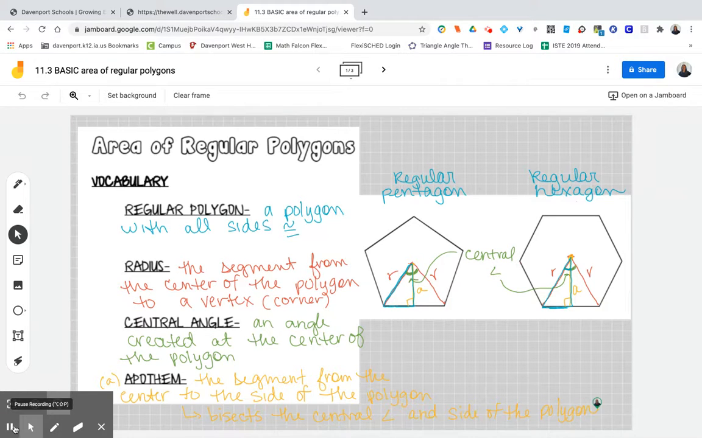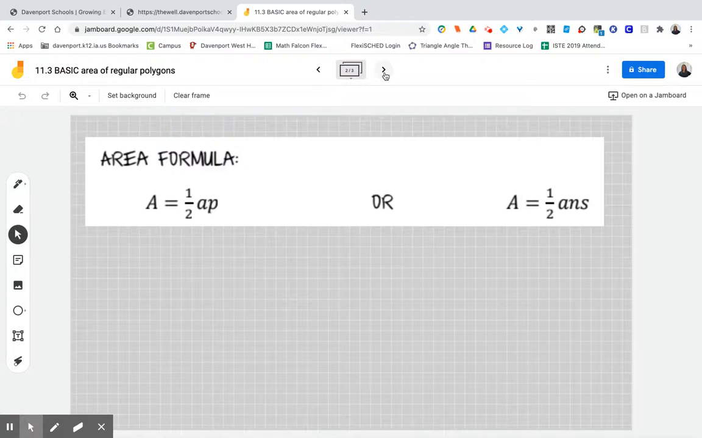So it's going to bisect the central angle and the side of the polygon. All right, so what we're going to do is talk about how you can find the area for a regular polygon. There are two formulas here that we can use. We will probably use this one a majority of the time, but just know you can use either formula.